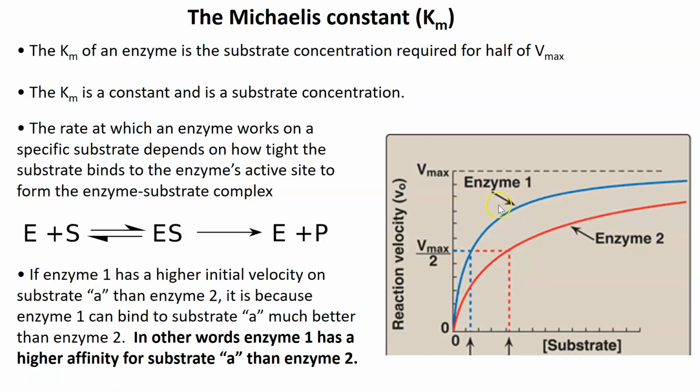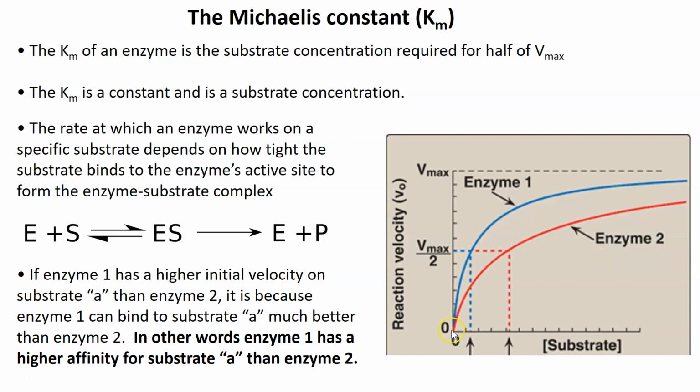So in this graph here, we can see enzyme one and enzyme two on a particular substrate. The substrate is the same, but we expose it to two different enzymes. We can see over here that enzyme one has a much higher affinity for this particular substrate than enzyme two, so you don't need that much substrate with enzyme one compared to enzyme two.